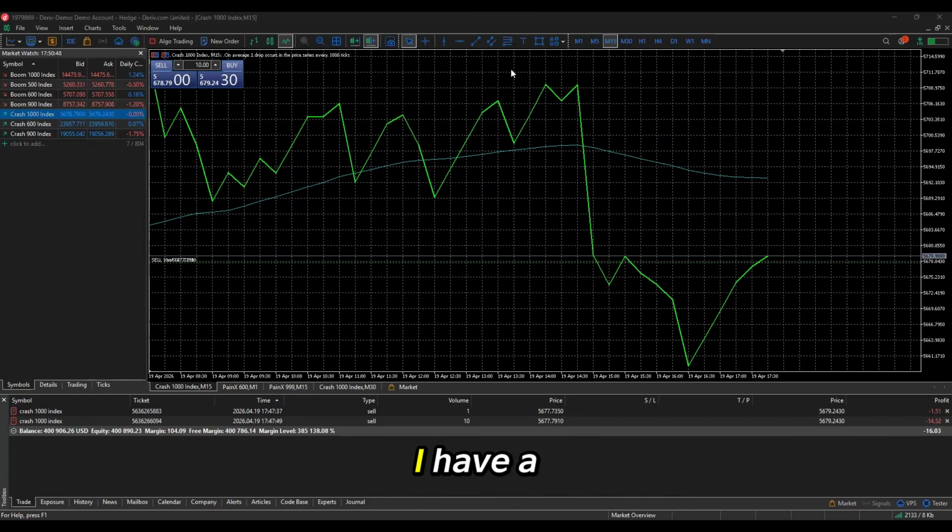Okay. I have a question on lot sizes. How do we calculate which lot size we are going to start with? Let's say I have $10 and I want to buy, so which lot size do I have to use? Can you teach us how to calculate that?